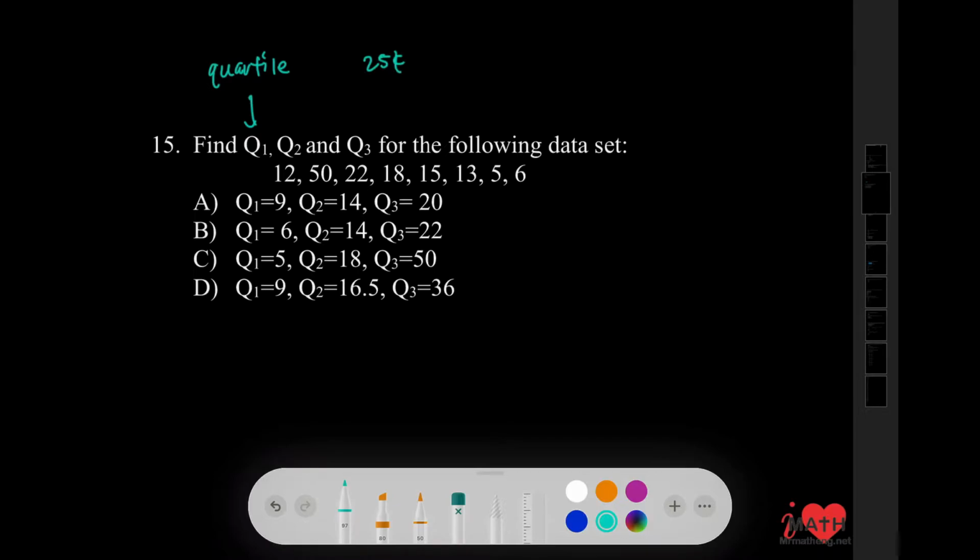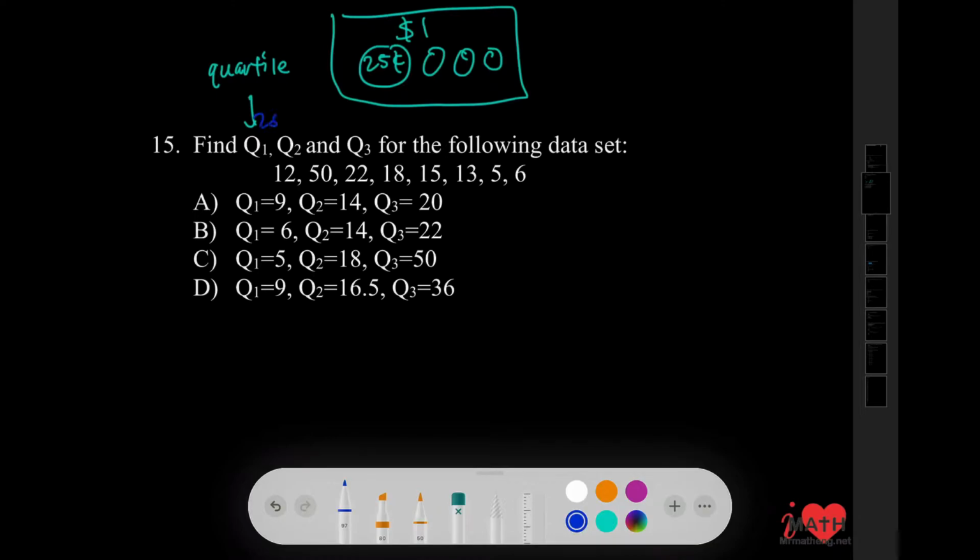25 cents. And there's like 4 of those for $1, a whole dollar. Does that make sense? So there's 4 quarters to $1. So this represents 25 cents. Q2 is 50 cents, 50%, and that's 75%.